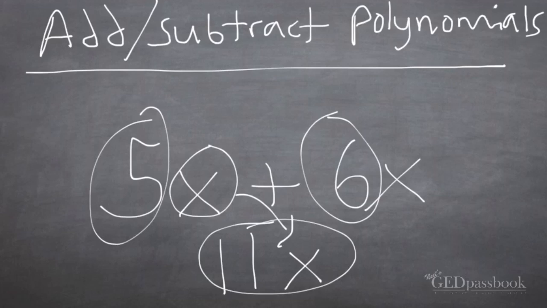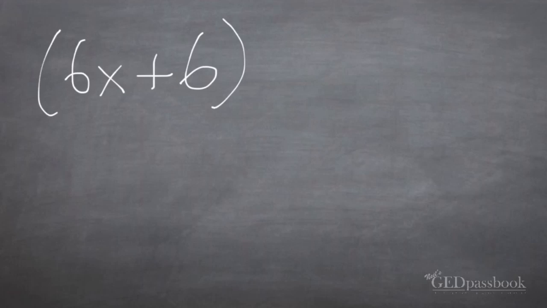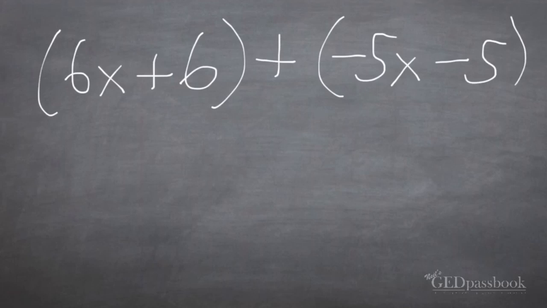So, what's different about this? The difference is the fact that you might get this type of problem in the GED, which happens to look like this: 6x plus 6 plus negative 5x minus 5. So you're right. A couple videos back, I did show you how to add and subtract polynomials. But this is a certain type of polynomial.